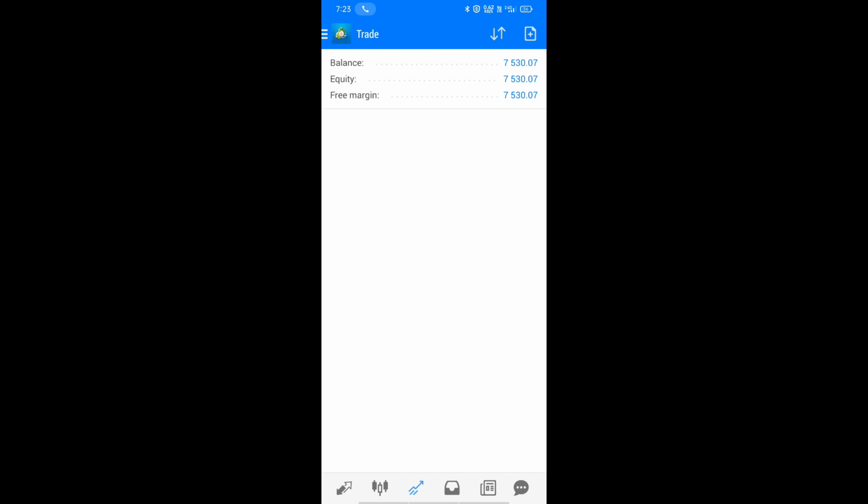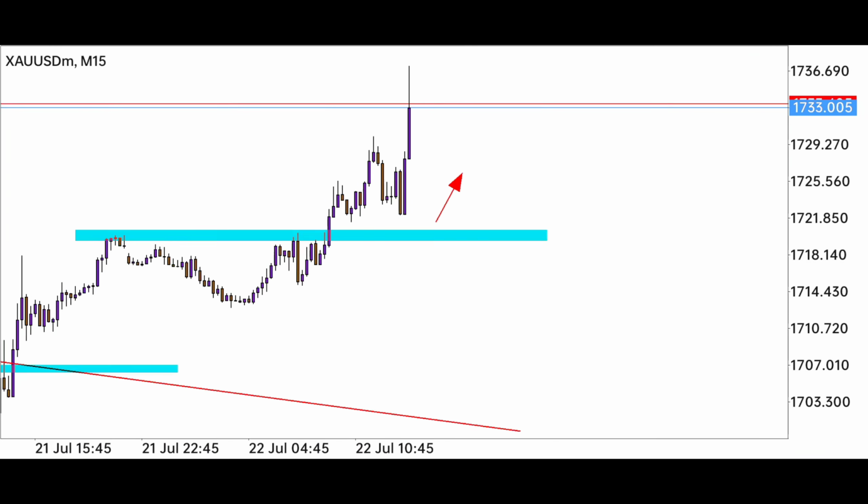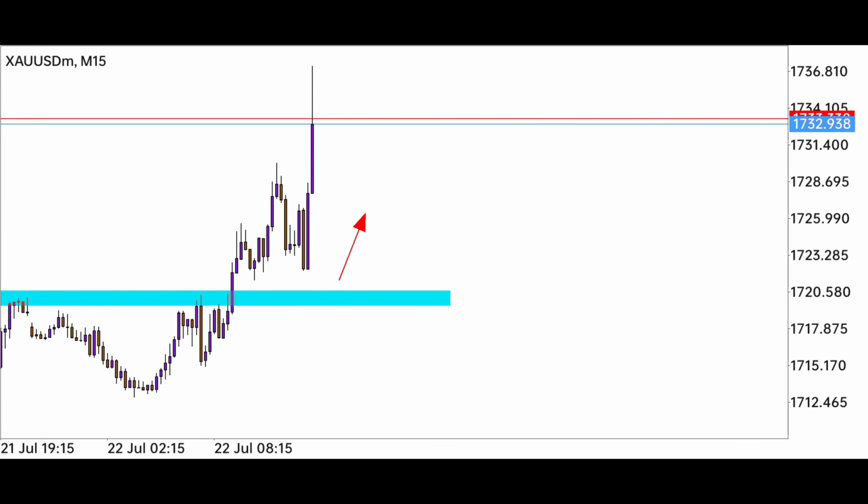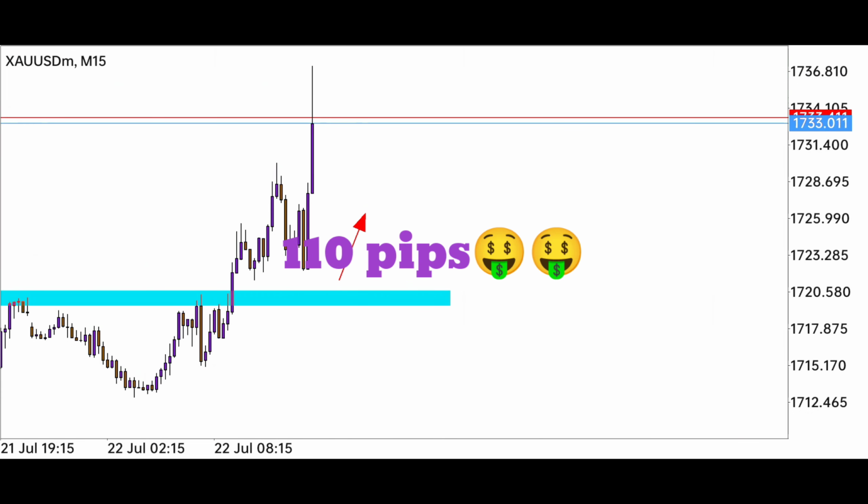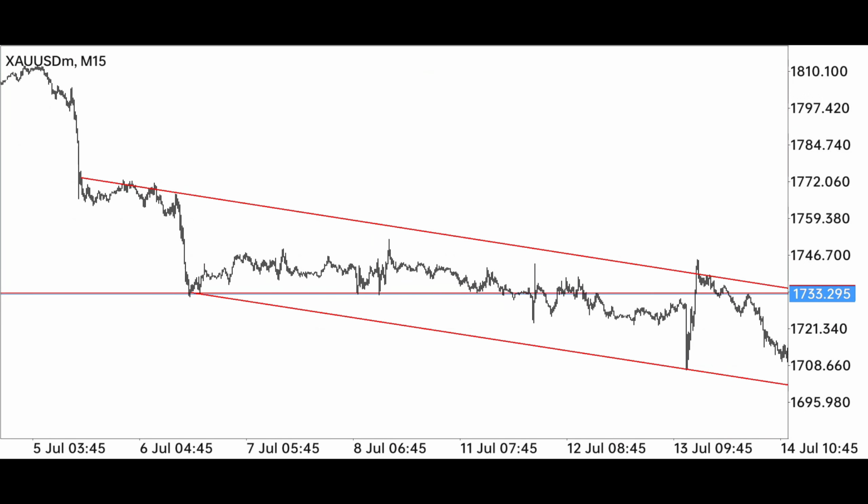We made $4,000 into $7,530, which has increased our account by 88%. The market is up 110 pips from where we took the trade.